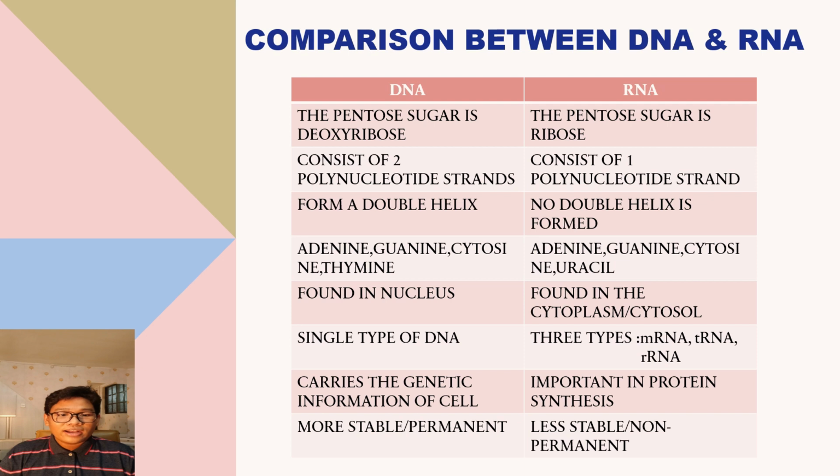Both DNA and RNA have their own uniqueness, which we can use to differentiate them. On the slide, as you can see, there are differences, which are the pentose sugar for DNA is deoxyribose, while the pentose sugar for RNA is ribose. Other than that, DNA forms a double helix, while no double helix is formed in RNA. Lastly, DNA consists of adenine, guanine, cytosine, and thymine, while RNA consists of adenine, guanine, cytosine, and uracil. I chose these 3 points because they are general and easy to memorize.